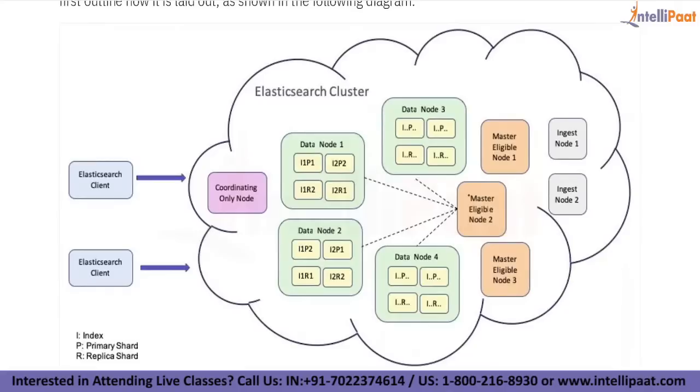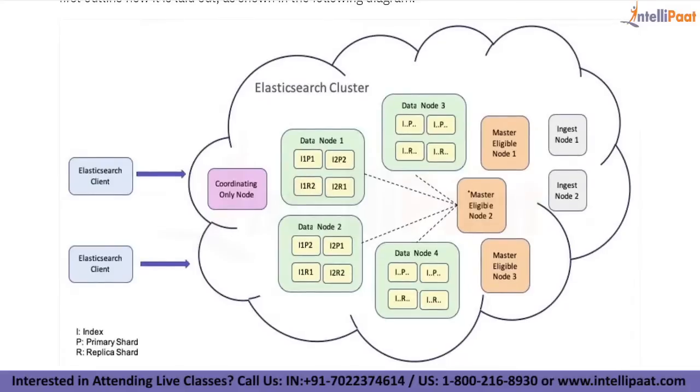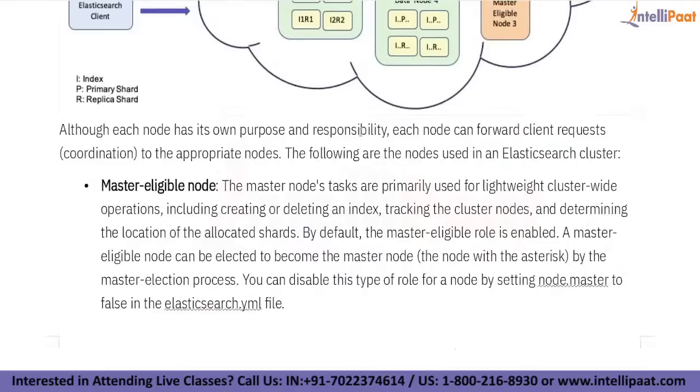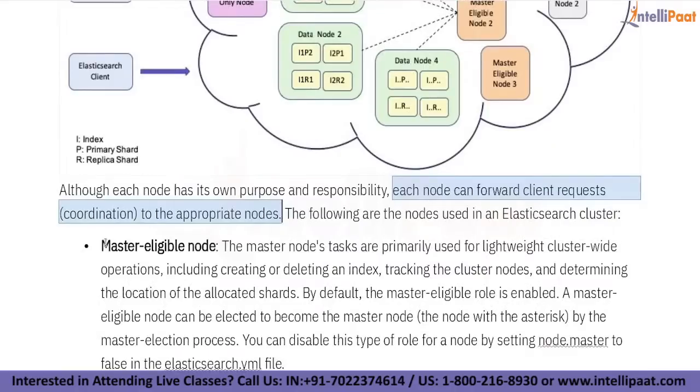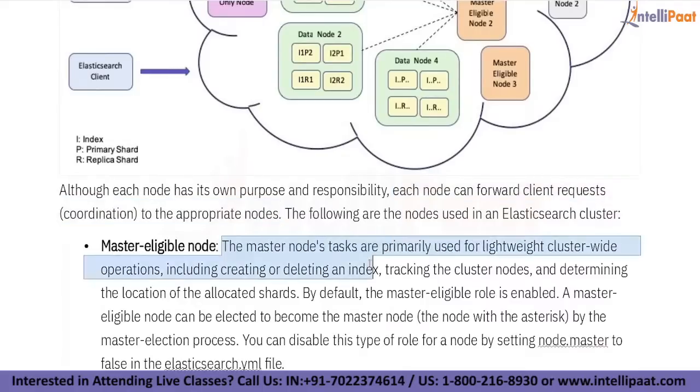So each node has its own purpose and responsibility. Each node can forward client requests to other appropriate nodes. By default this will be there. That's the basic feature they have. But what is a master node? When you enable the master eligible node option, the master node's tasks are primarily used for lightweight cluster-wide operations, including creating an index, tracking the cluster nodes, and determining the location of the allocated shards. So this is the primary work of a master.